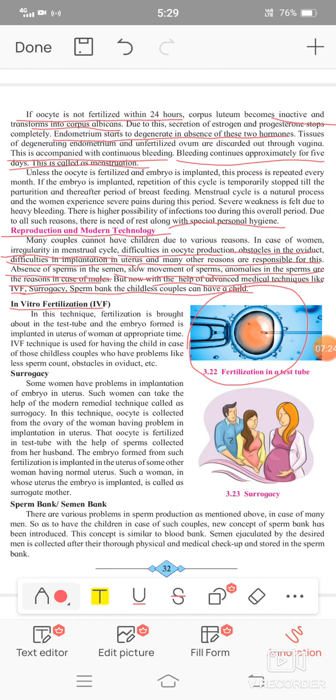The ovary secretes the egg cell, and that egg cell is taken in the test tube, and the sperm is entered into that egg with the help of modern technology into the test tube, and after that the embryo is formed. The zygote is converted after continuous division and develops into the embryo, and that embryo is implanted in the uterus with the help of modern technology, and that is called IVF, in vitro fertilization.